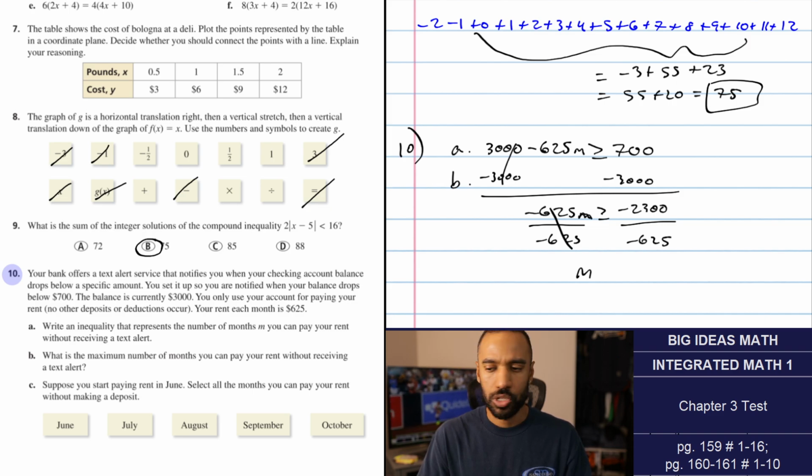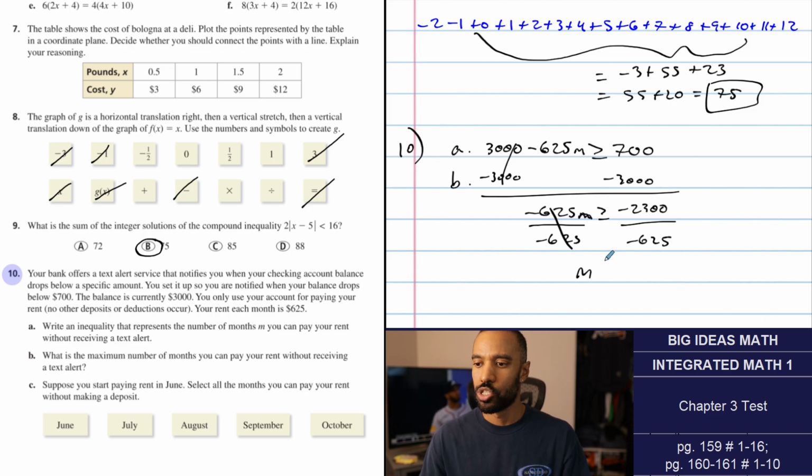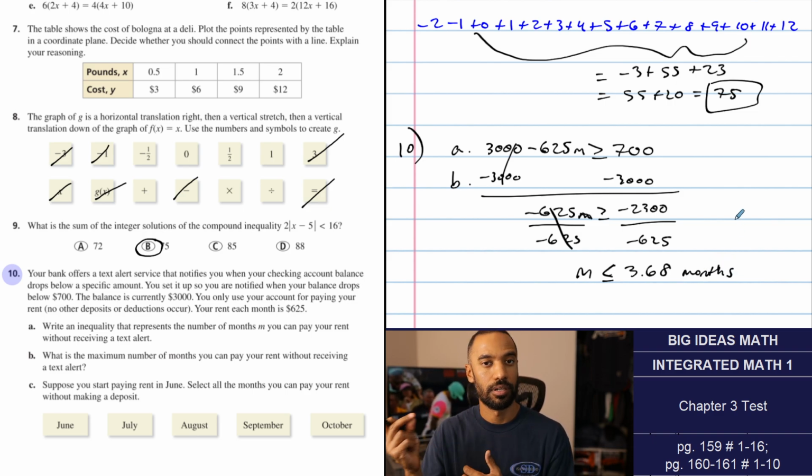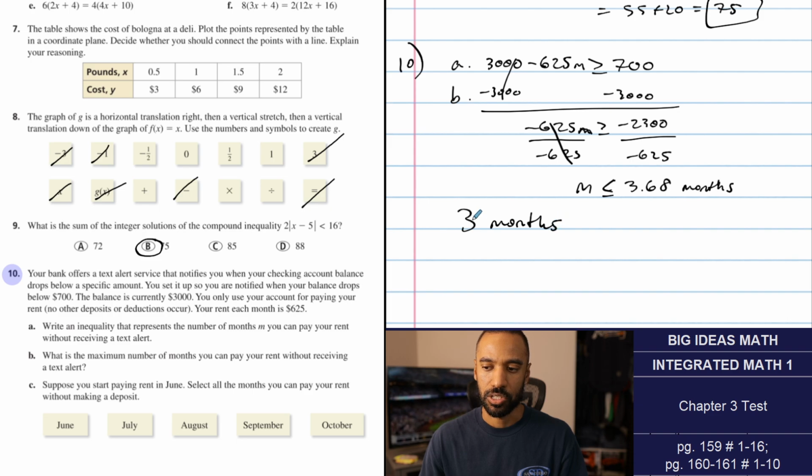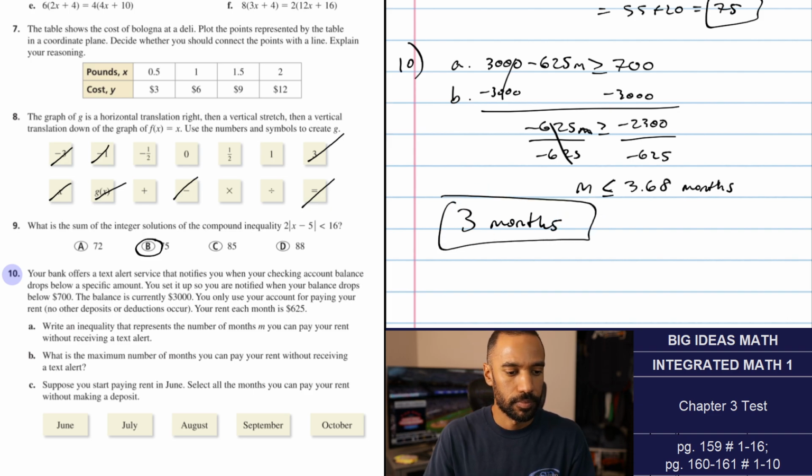So let's do 2300 divided by 625. That's 3.68. So M, now this is going to be less than or equal to. The inequality flips when I divide by a negative, so 3.68 months. That means after 3.68 months, that includes month number 4, text alert. So we can only get to 3 months before text alerts happen. On the 4th, text alert.